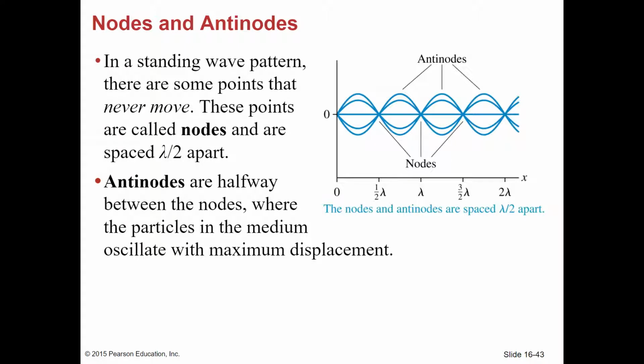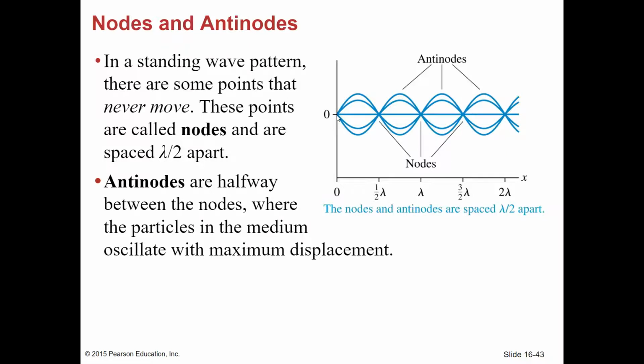So in a standing wave pattern, there are some points that seemingly never move. And not just seemingly, they don't move. They never move. These points are called nodes, and they are spaced half a wavelength apart. So if we could, like in the video, trap the wave right here, that's a node. Over here there's a node, over here there's a node. So it's always half of a wavelength. That's where the nodes have to be. And that makes sense, right?